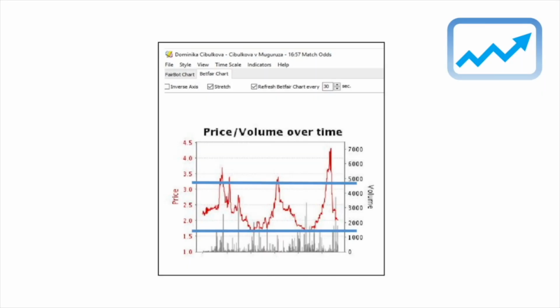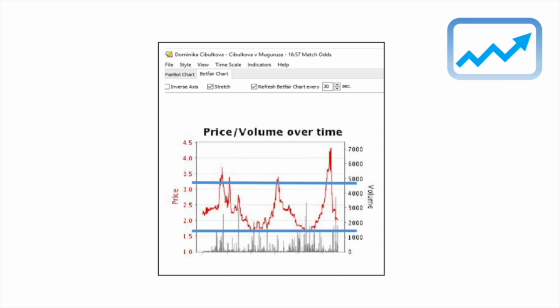And in the same match we have Cibulkova, who was Muguruza's opponent, and you can see that due to price balance there are also clearly defined support and resistance lines. The support is around about the 1.6 mark and the resistance is up there at 3.3. But you can see later on in the game, when Cibulkova was starting to look a little bit shaky, that this resistance or ceiling was broken through and actually went up to hit over 4.0.